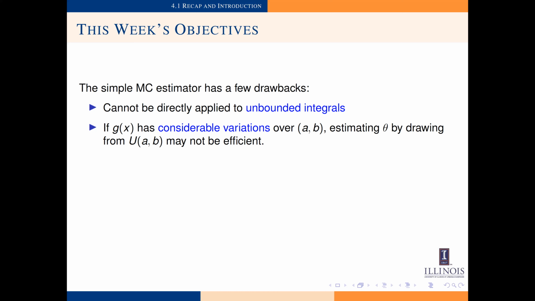The other drawback of simple Monte Carlo estimators is that it relies on uniform samples over a bounded region. If the function g of x is relatively flat and even across the entire interval that we are interested in integrating over, then in this case, that's fine. However, if g of x has considerable variations over the interval a to b, meaning that you see a lot of fluctuations in the function, then estimating theta by drawing from uniform a and b may not be very efficient.